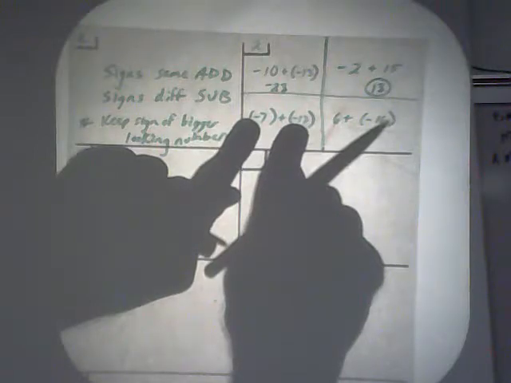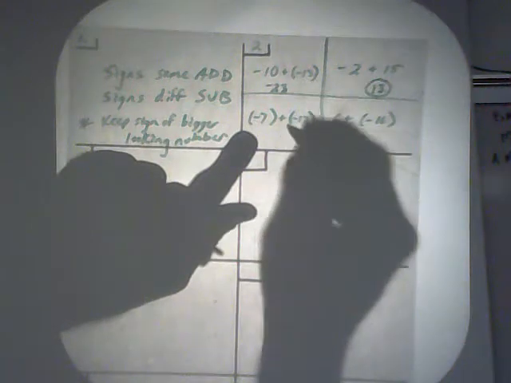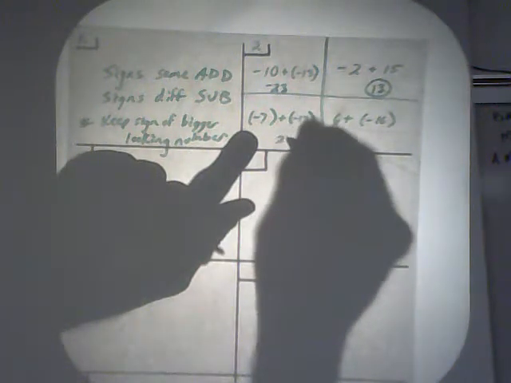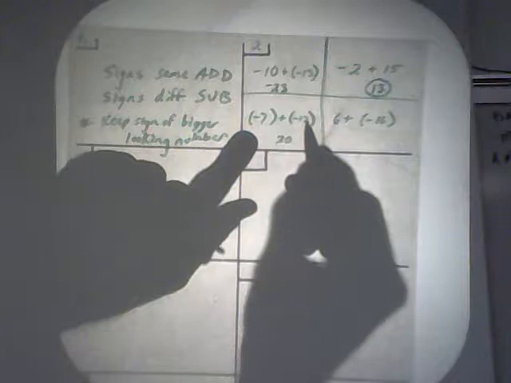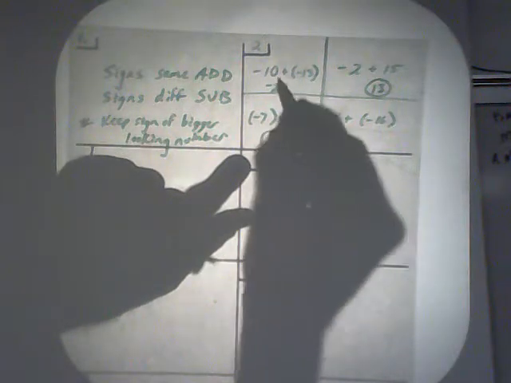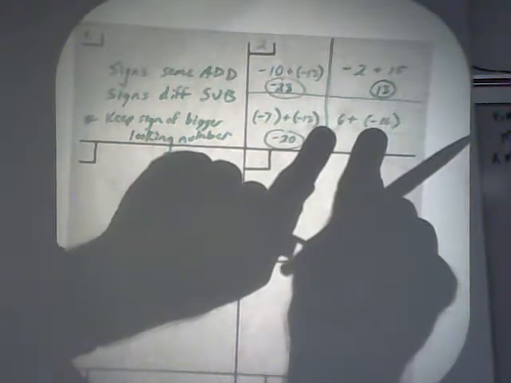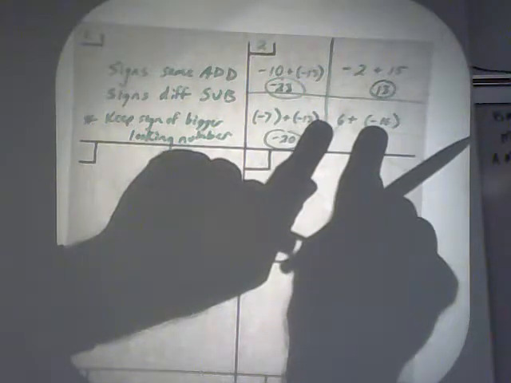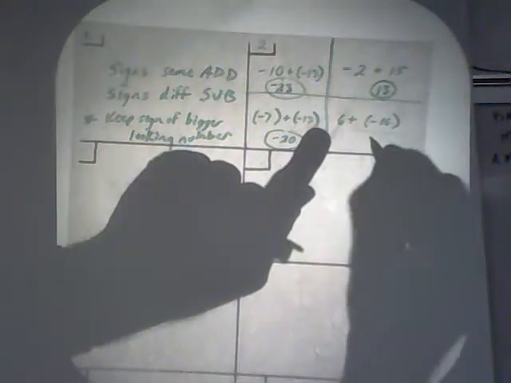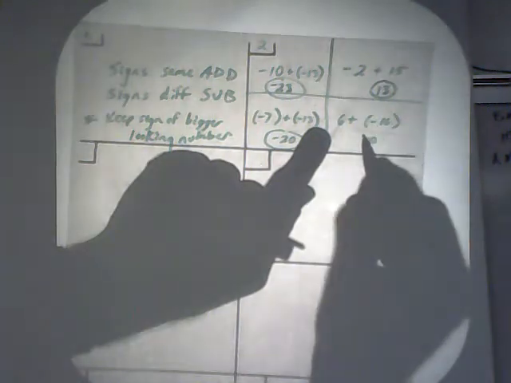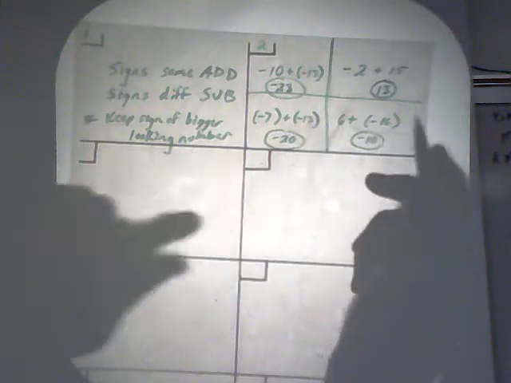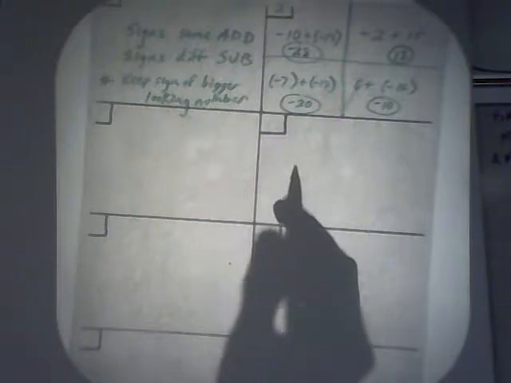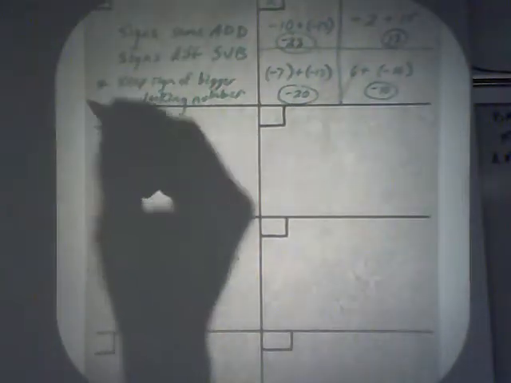My signs are the same. Son igual. So I sumar. We add. Keep the sign of the bigger looking number. I get a negative 20. My signs the same or different? Different. My signs are different. When I don't see a plus, I know it's positive. Signs are different, subtract. Keep the sign of the bigger looking number. I get a negative 10. So if it's already addition, don't change anything. Don't change anything. So the big problem came with subtraction.